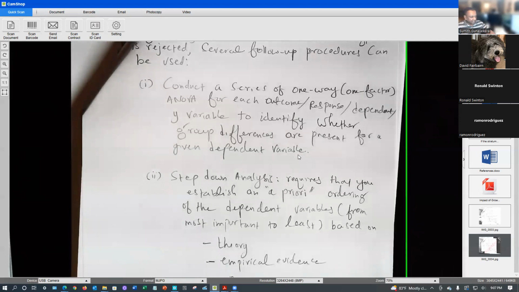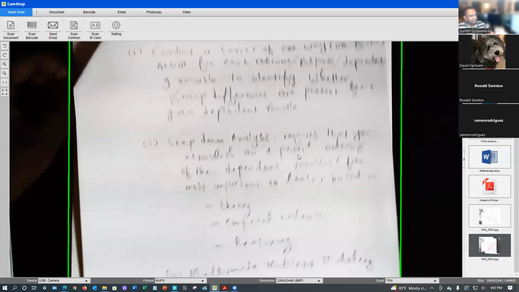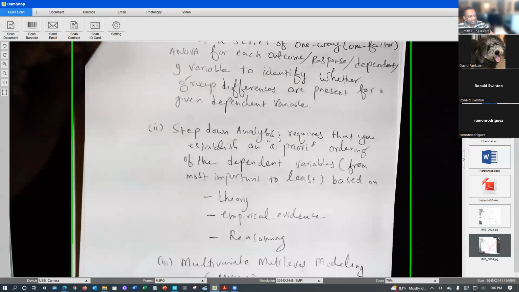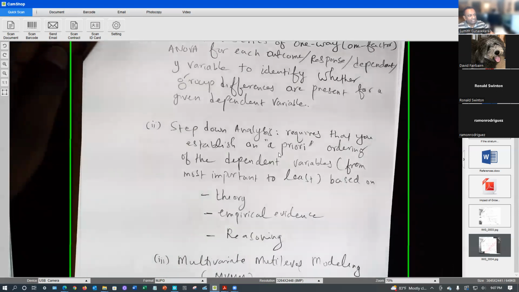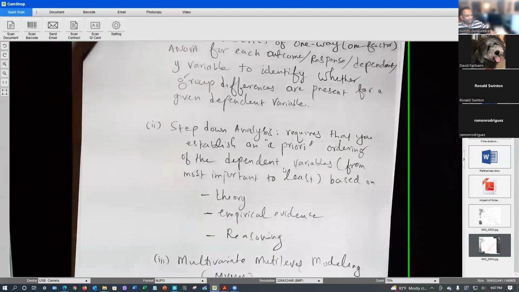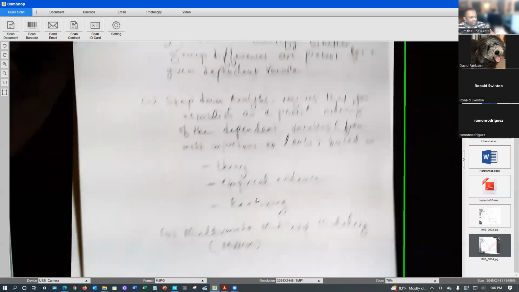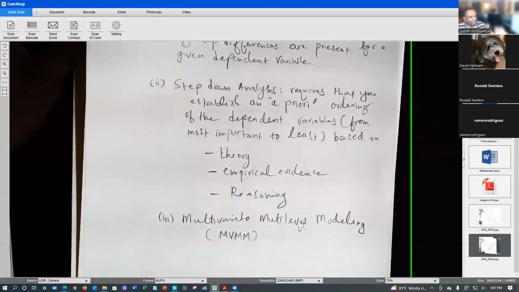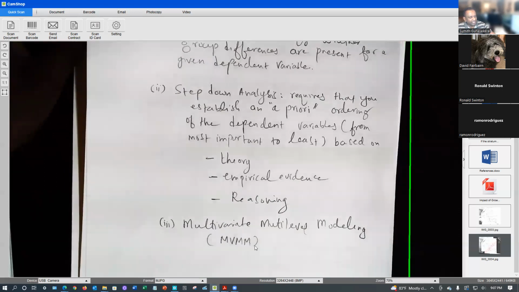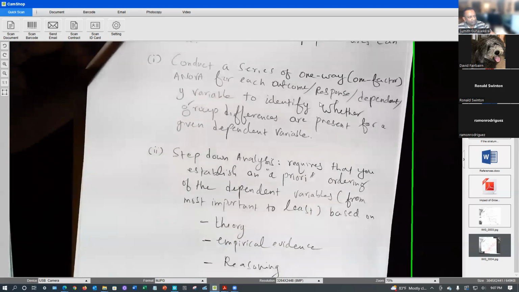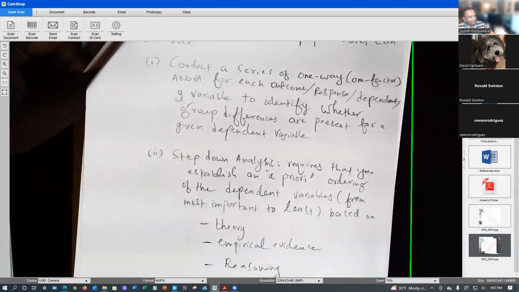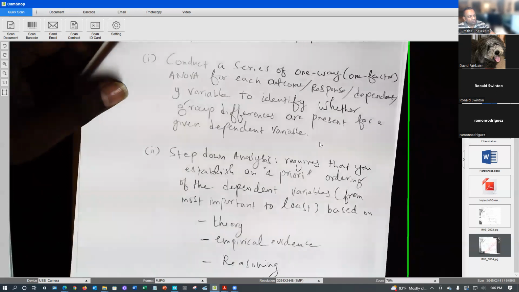Yes. Or you're going to use some kind of procedure called the step-down analysis, which requires that you establish an a priori ordering of the dependent variables. That method we're not going to talk about here. There's another method called the multivariate multi-level modeling, MVMM. These three methods are the most important methods. Out of them, we are focusing on this one: conduct a series of one-way ANOVA.